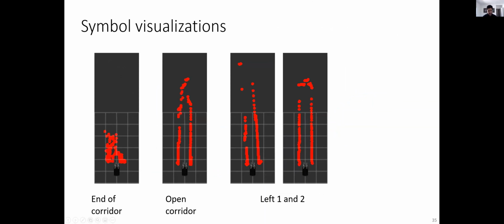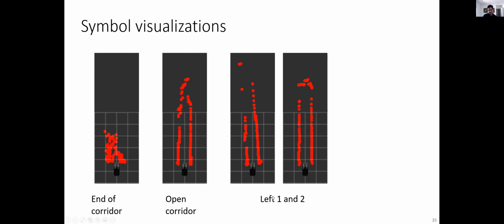So what's really cool is once you actually get these clusters and learn a classifier, you can actually visualize the states that you get out of them. So this is what the states that create the end of corridor classifier look like. And this is what the states that create an open corridor look like.